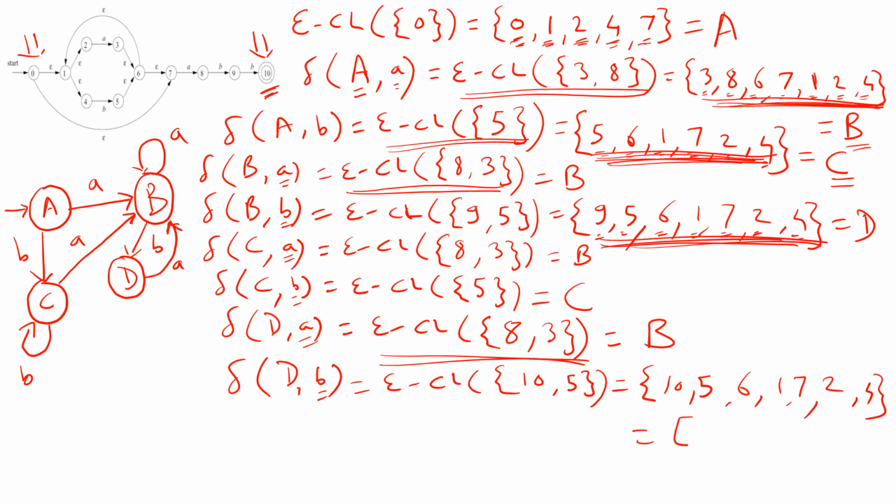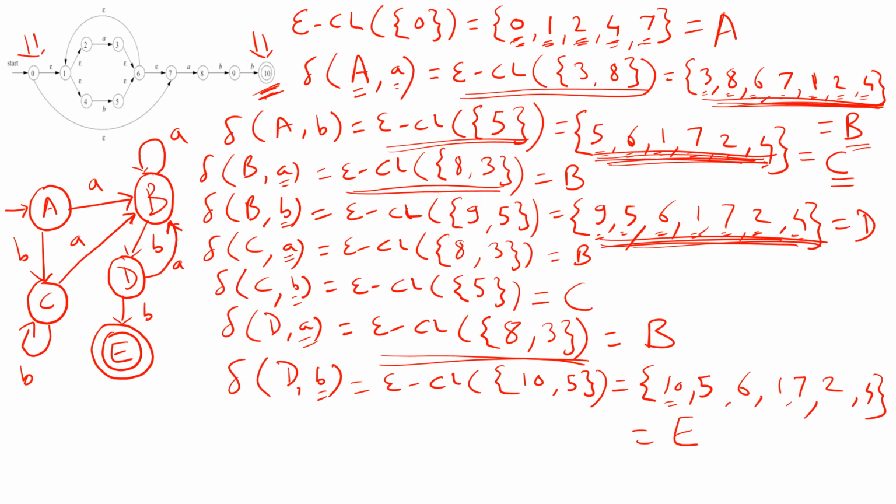Let's name it as E. So DB takes you to E. And you see E will be my final state because E contains 10 and 10 is the final state of the given NFA. So DB takes you to E.